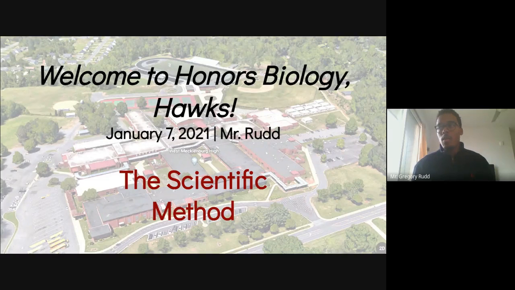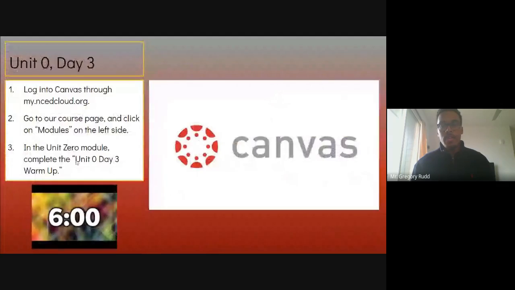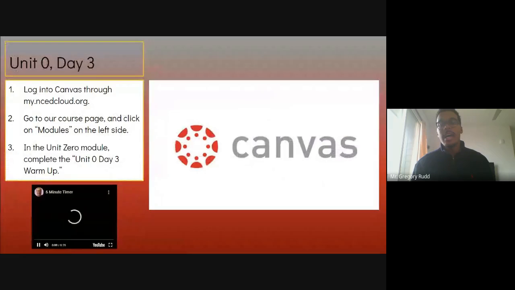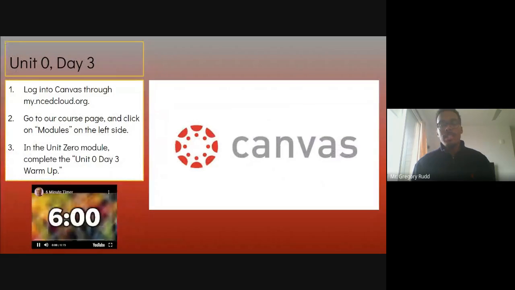We'll start with our warm up. Today is Unit 0, Day 3. So you need to navigate to Canvas through NCED Cloud, going through our Unit 0 module, and then click on Unit 0, Day 3 warm up. Per normal, you'll have 6 minutes to complete this warm up. That should be plenty of time.